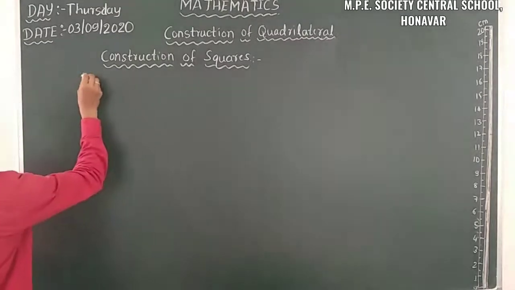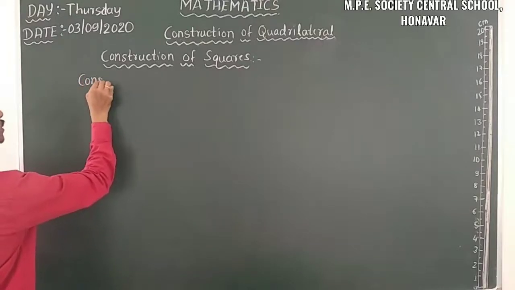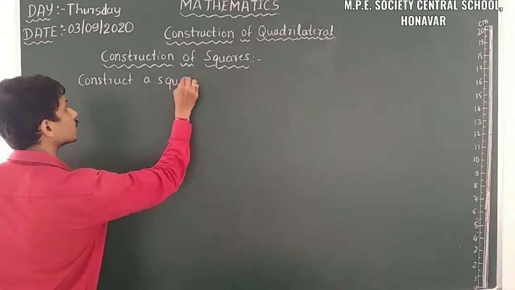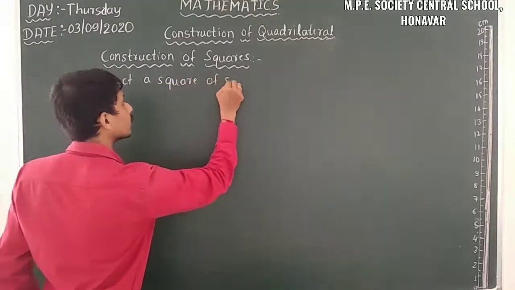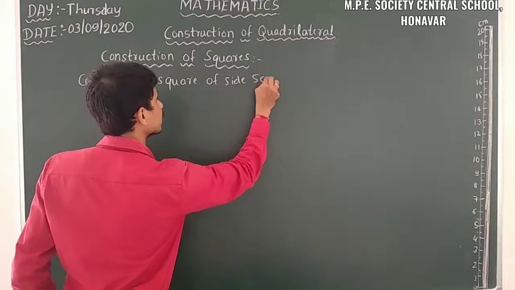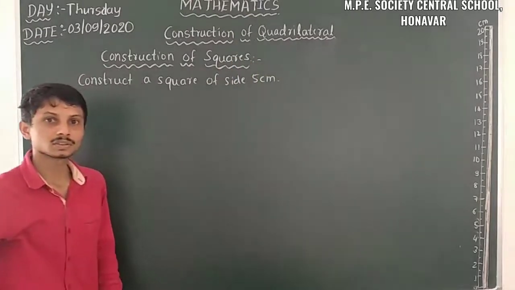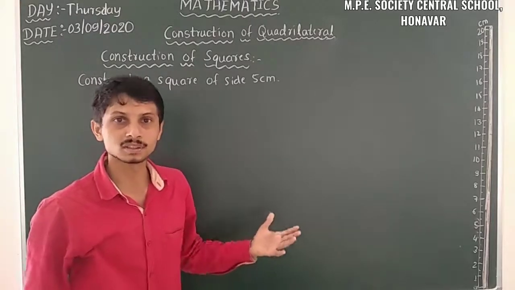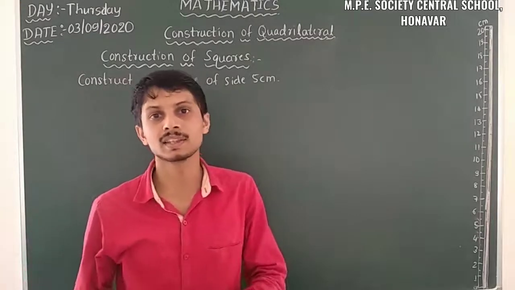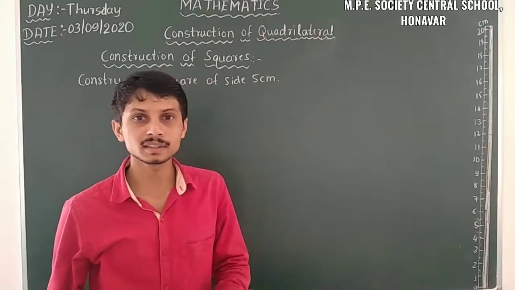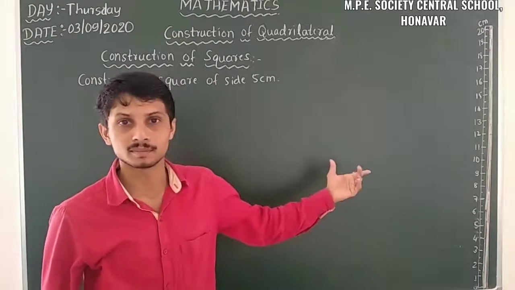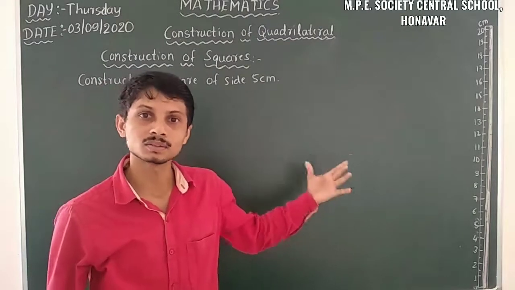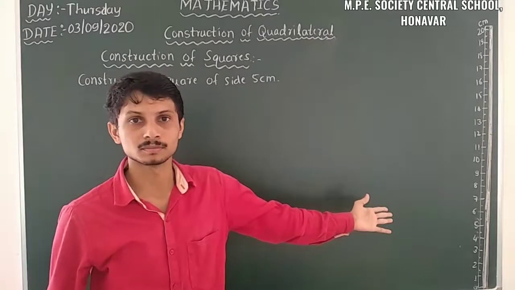The question is: construct a square of side 5 centimeter. So 5 centimeter is the same for all the sides. All the sides have a length of 5 centimeter, so you can take any side when constructing a square. Firstly we have to start.